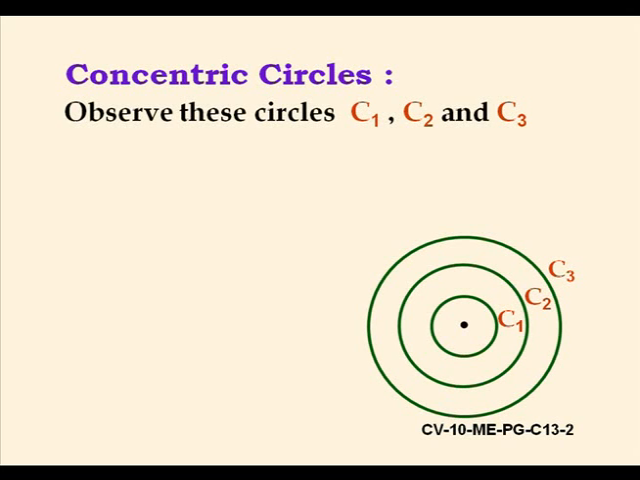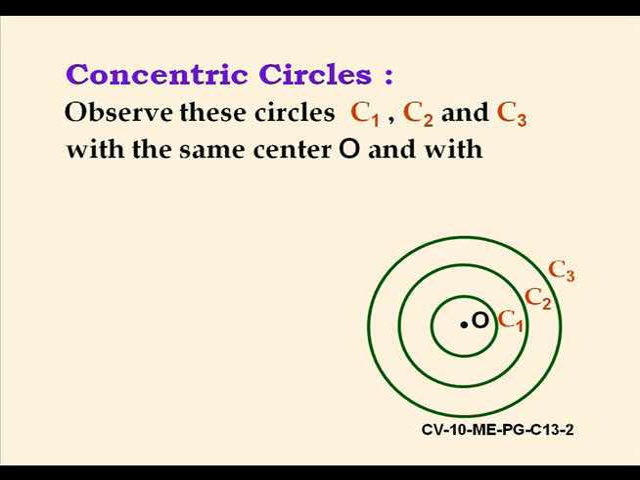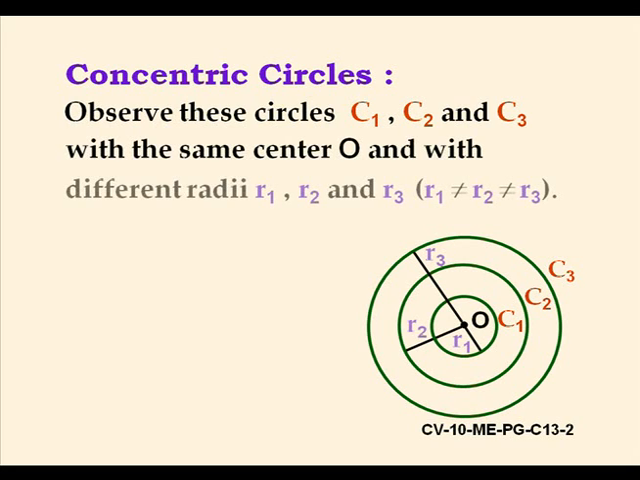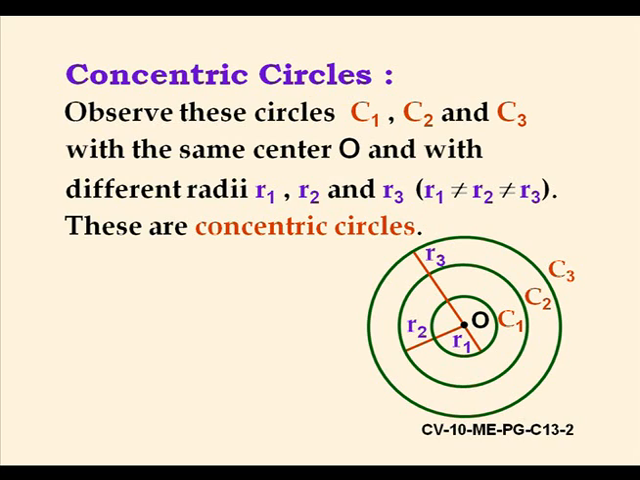Concentric circles. Dear children, observe these circles C1, C2 and C3 with the same center O and with different radii R1, R2 and R3, where R1 is not equal to R2 and R2 is not equal to R3. These are called concentric circles.